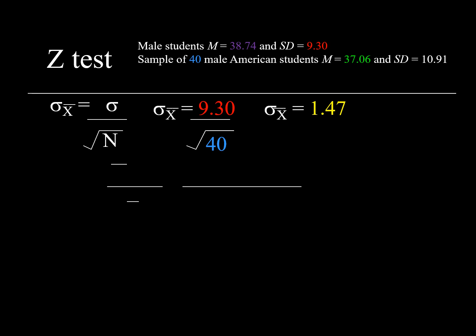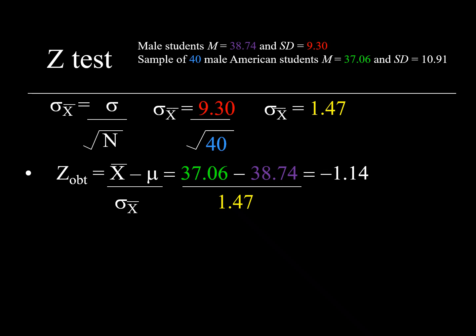So again, we have our male students in our population of 38.74 mean, standard deviation 9.3. We have our sample of 40 and a mean of 37.06. So we're just going to plug this information in. Now, the first thing we need to do is calculate the bottom of the equation. So remember, we're going to take the standard deviation of the population, sigma, 9.30, divided by the square root of our n, 40. So again, we're going to use our scientific calculators, take 9.30 divided by the square root of 40, and we get 1.47. So that's the bottom of our equation.